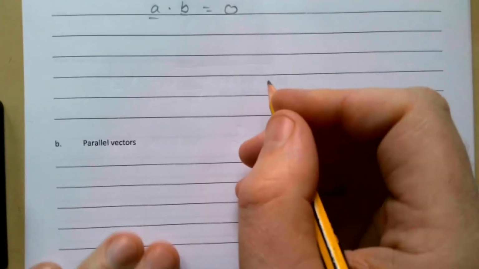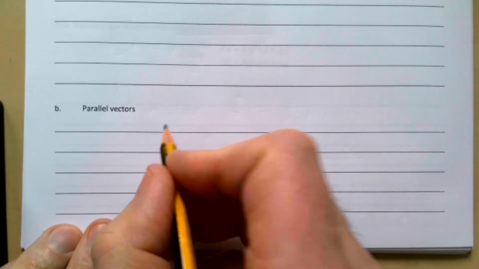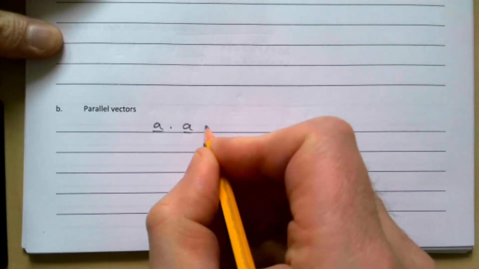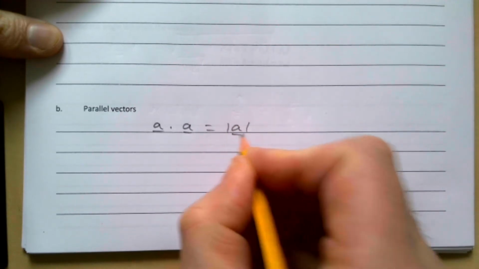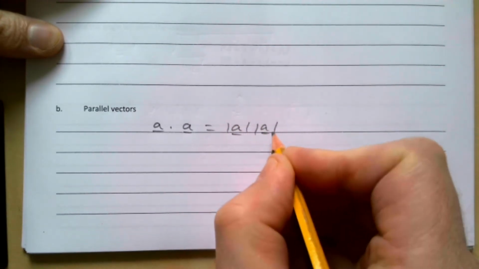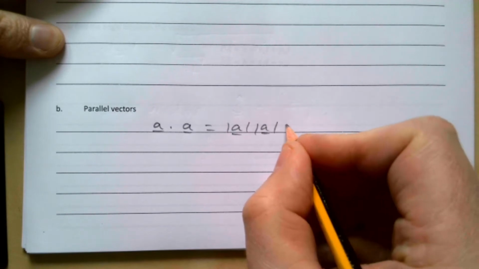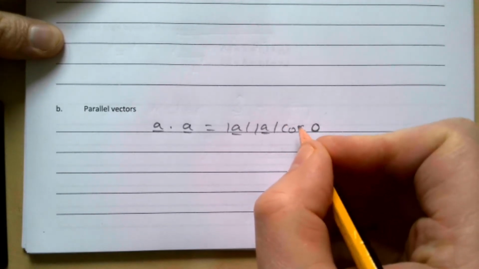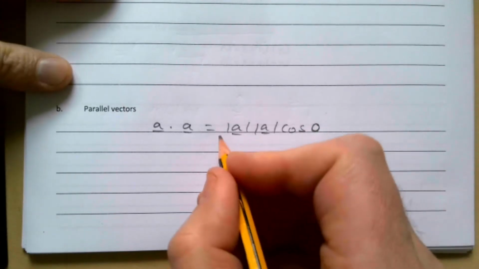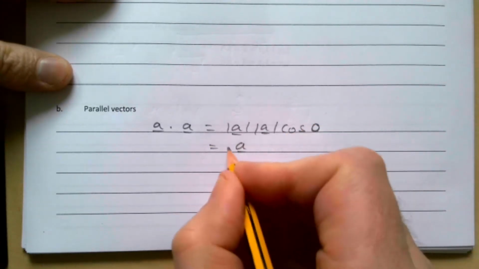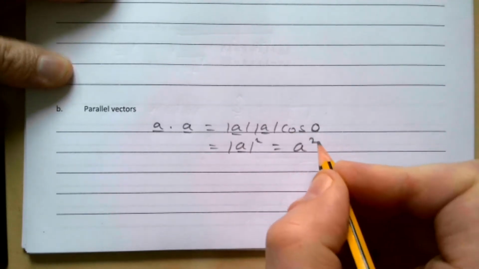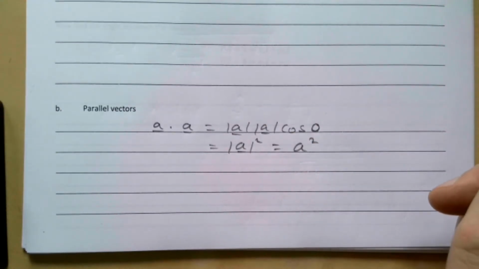For two parallel vectors, if they're parallel to each other, then they're effectively the same thing. That's why we would write this one as A dot A. So that's equal to the magnitude or modulus of A, times magnitude of A, times cos of 0, and of course cos of 0 doesn't give us 0, it gives us 1, so that would just give us magnitude of A squared.